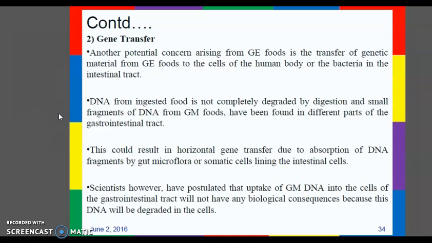Scientists, however, postulated that the uptake of genetically modified DNA into the cells of the gastrointestinal tract will not have any biological consequences because this DNA will be degraded in the cell.